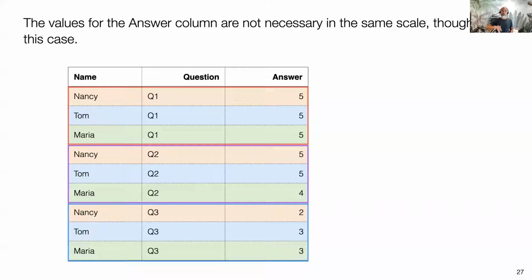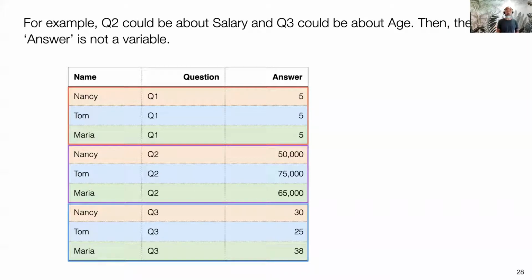So when you look at the answer, it looks like the same scale, but what if Q2 is something about salary and Q3 is something about age? Then all of a sudden, when you look at the answer, the numbers are completely inconsistent, not on the same scale. So there's no point in analyzing the answer column unless you look at the question and separate those. And that's the problem. If you have a variable, the variable should have the same scale, and it should mean the same kind of thing, right?